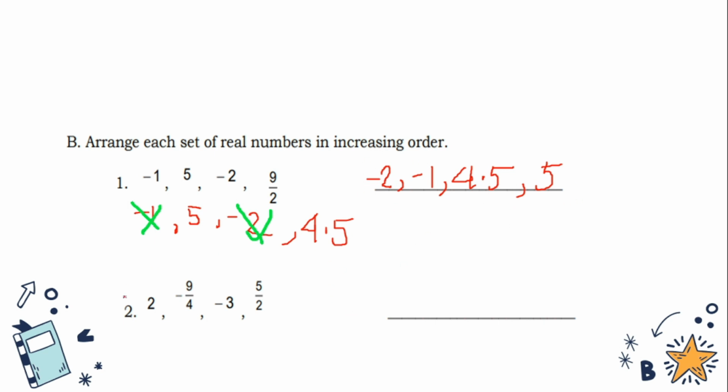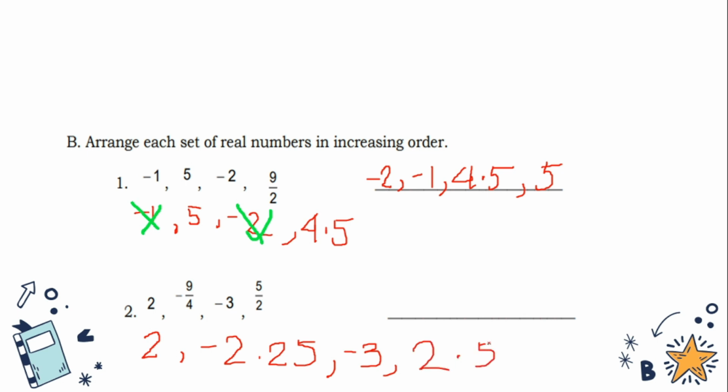Okay, let's have number 2. We have there given 2. Of course, 2 na siya, no? No need na for us to put it in decimal form. And then, negative 9 over 4, so we have 9 divided by 4, that is equal to 2.25. Since negative, don't forget the negative sign, negative 2.25. Next is we have negative 3. And last is we have 5 over 2. So 5 divided by 2, that is equal to 2.5. And positive, so positive 2.5.